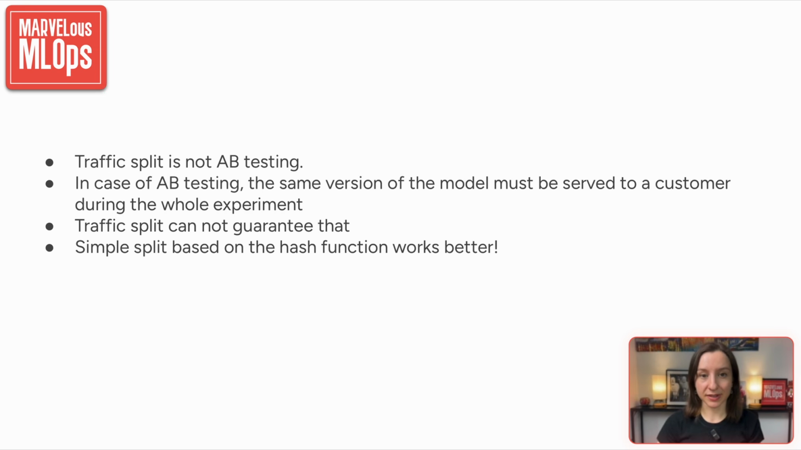A naive traffic split, like Databricks built-in traffic routing, doesn't guarantee this. One user might hit model A on one request and model B on the next, especially if the requests are stateless and routing is random. To run a reliable A/B test, you need a sticky assignment strategy, like a hash-based split on a stable identifier, which could be user ID or session ID. That way, each user consistently gets routed to the same model variant for the entire test period.